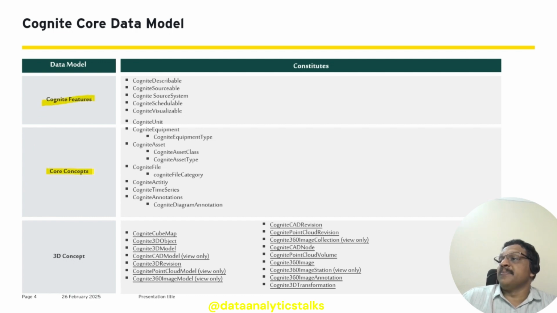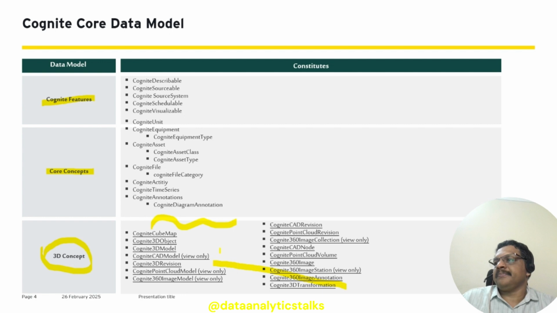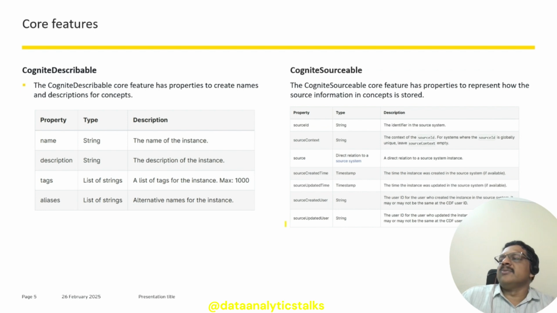Cognite concept is specific. And besides, we have something called a 3D concept, like the digital twin and all is implemented using the 3D model. Like we have Cognite cube map, Cognite 3D object, Cognite 3D model, and a lot more around these 3D concepts. So remember Cognite features, Cognite concepts, and Cognite 3D model when you talk about the core data model. So it's also good to understand a little bit more about the concepts and the features.